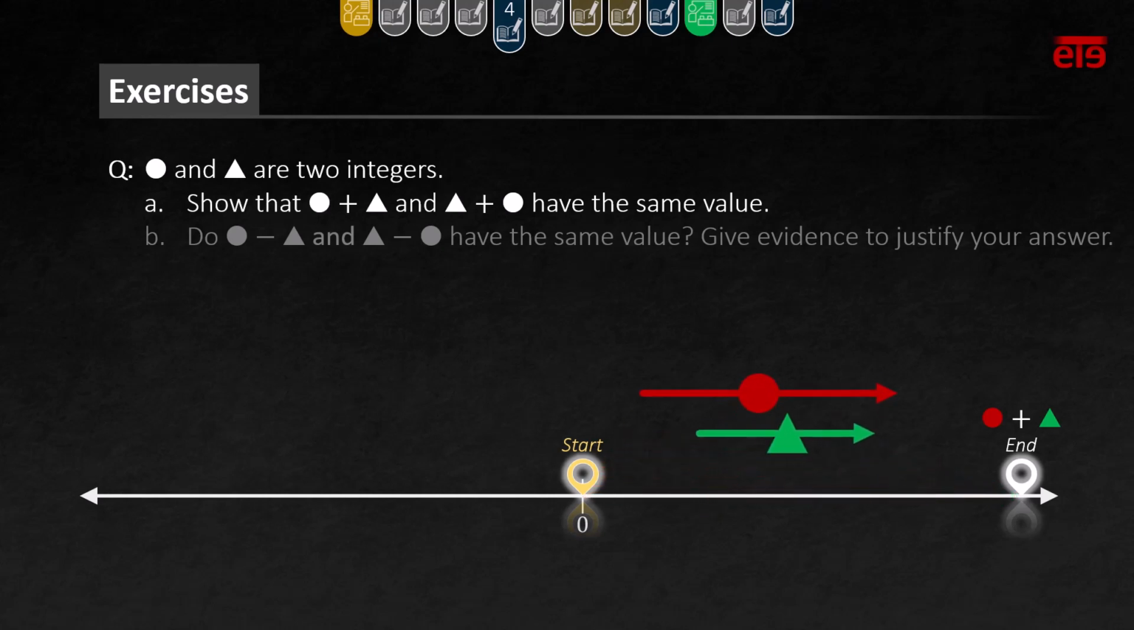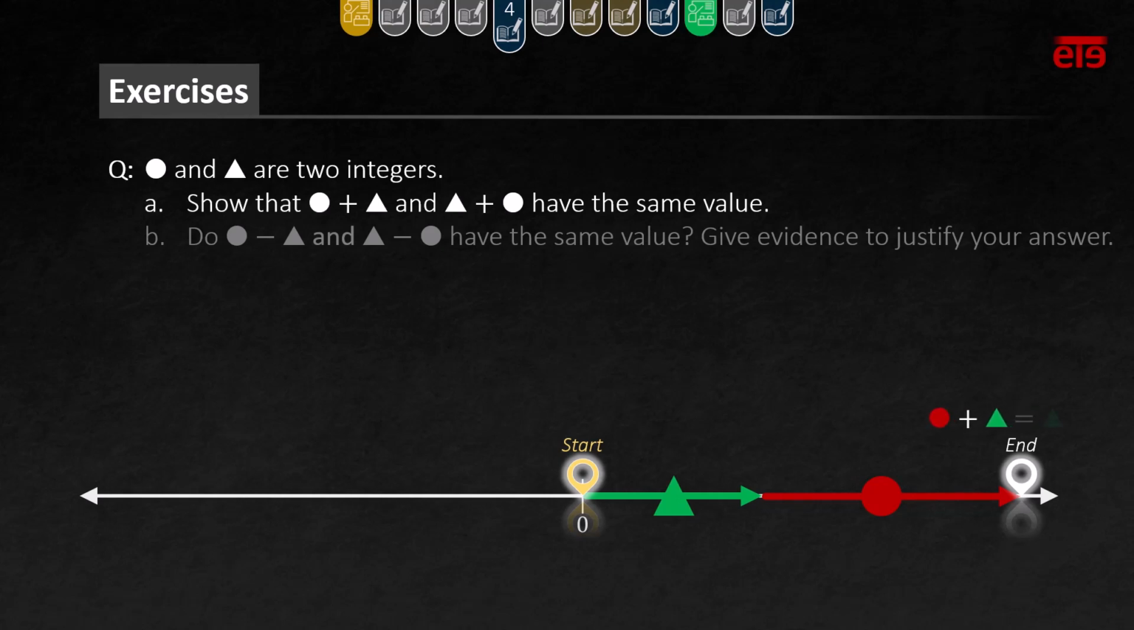For triangle plus cycle, we can also use a similar method but in a different order. First, we put a green arrow. At the end of the green arrow, we put a red arrow. This represents triangle plus cycle, and the end of the red arrow is the same as for cycle plus triangle. Now we have proved that cycle plus triangle equals triangle plus cycle.